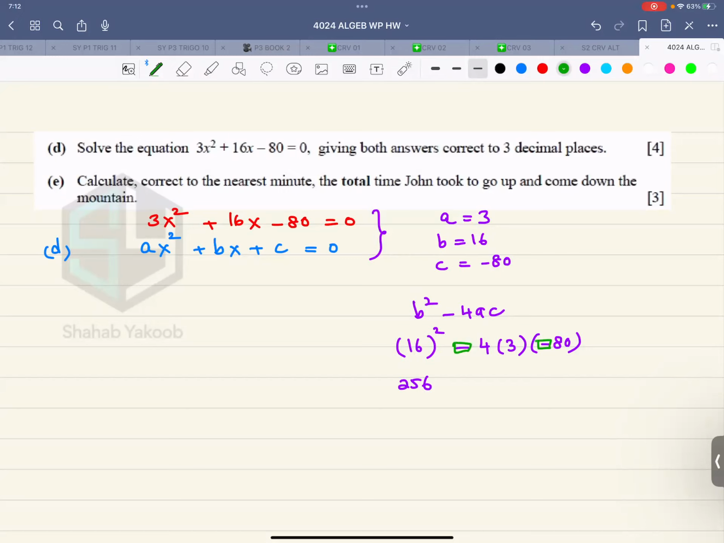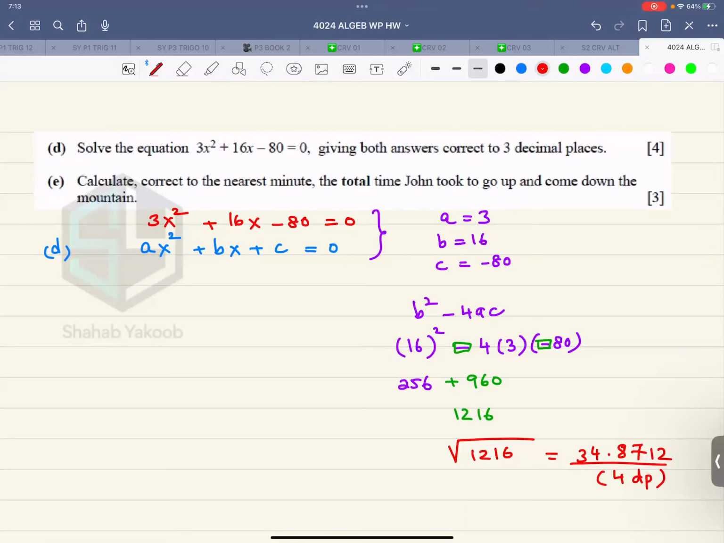This negative makes it positive. So that is 12 into 80, which is 960. And if I add up 960 and 256, this comes out to be 1216. Let me also take out the square root of 1216. So the square root is coming out to be 34.87. This is working level of accuracy of 4 decimal places. My bad, this is 4 significant figures. So 4 decimal places would be 34.8712. This is 4 dp. This is what I got.